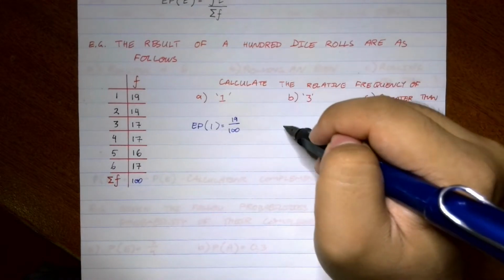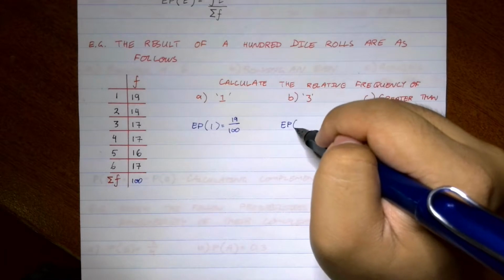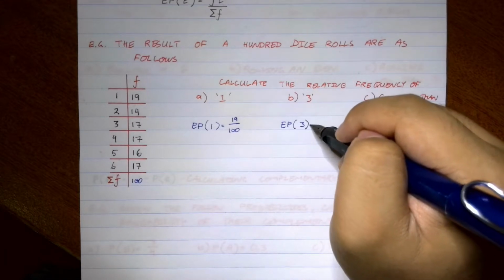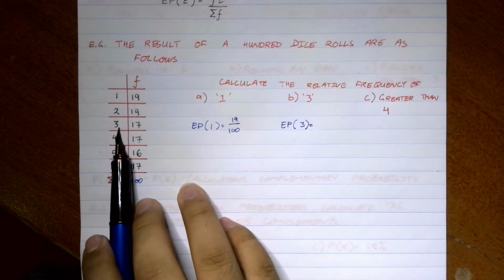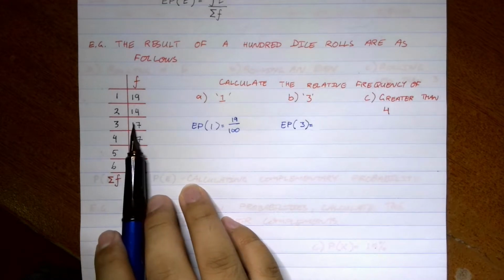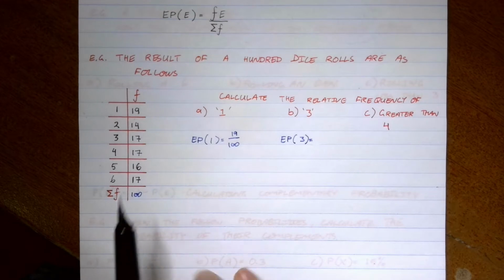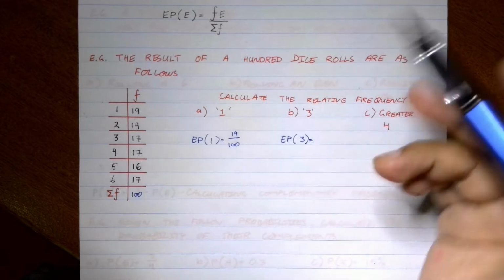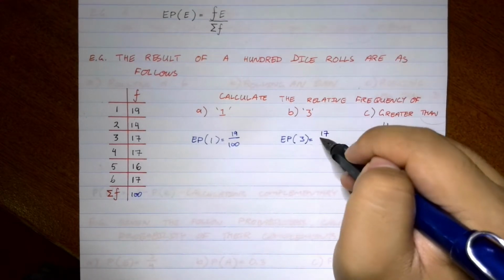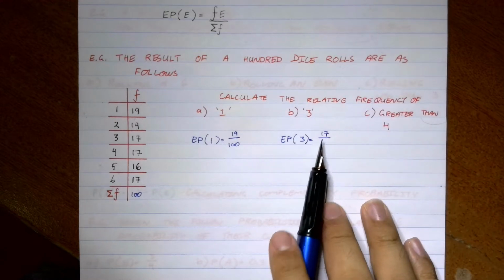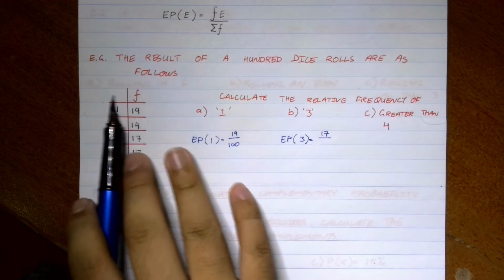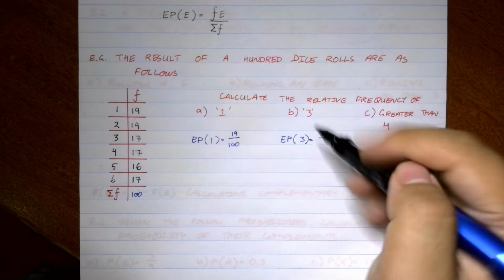The experimental probability of 3 is given as, well, how many times did 3 occur? 3 occurred 17 times. So the frequency of 3 is 17. And how many rolls, how many trials did we have in total? Well, 100.